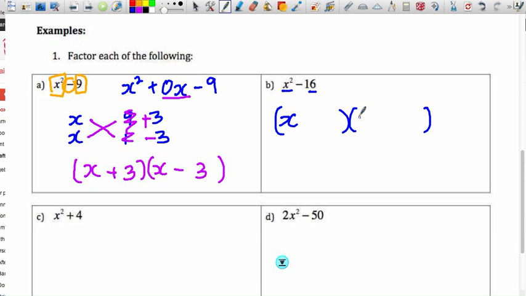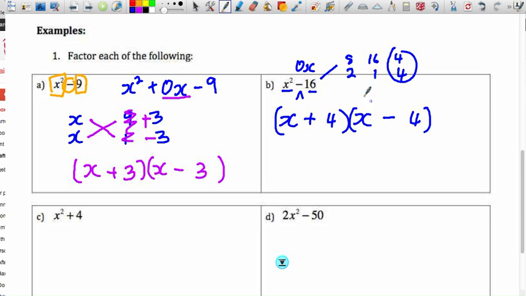And so to get our x squared, x and x, to get 16, of course, we have options for 8 and 2, 16 and 1, 4 and 4. But because we have no middle term, what we want is the combination of factors which are the same, one with a minus, one with a plus, and that will guarantee that we get 0x as our middle term, and it will also guarantee that we get minus 16 as our final term. So when we factor x squared minus 16, x plus 4, x minus 4.